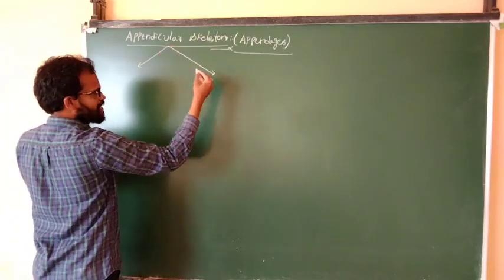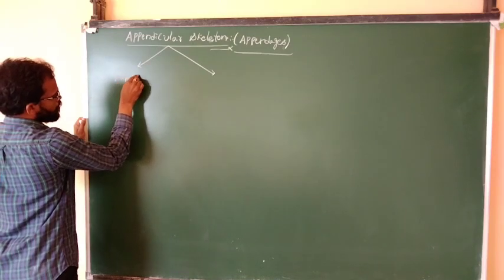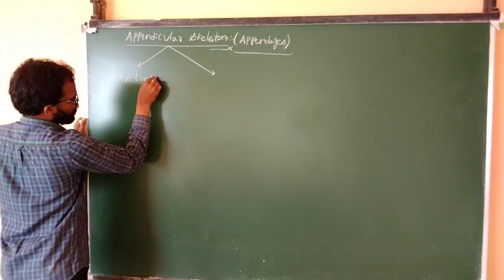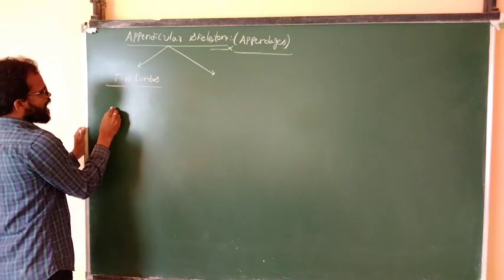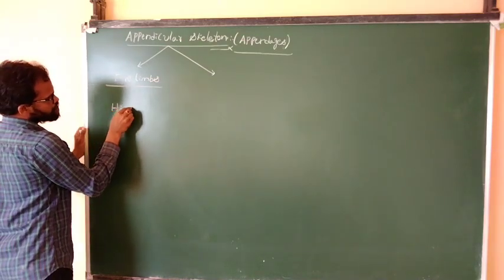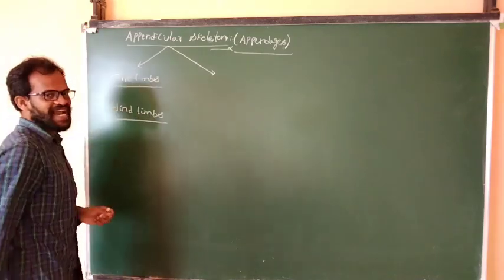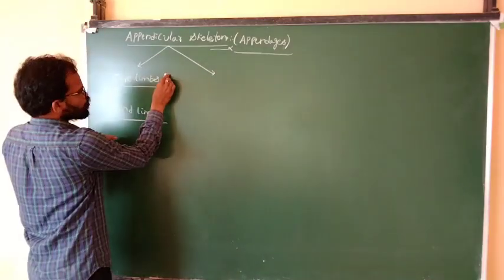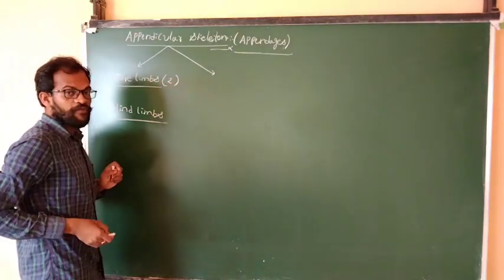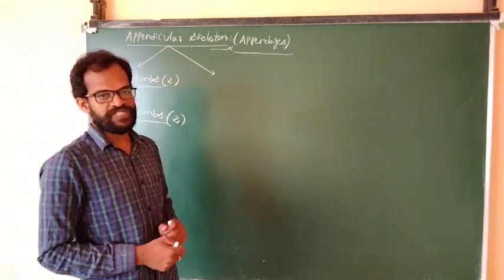Forelimbs and hind limbs. How many forelimbs? Two forelimbs. How many hind limbs? Two hind limbs.